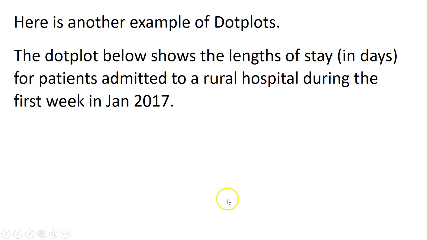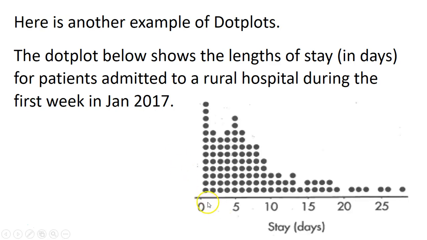All right, here's another example for dot plots. The dot plot below shows the length of stay in days for patients admitted to a rural hospital during the first week in January 2017. So this is their length of stay. Now, notice how it's 0 to 5, and there's a whole bunch in between there. Well, 1, 2, 3, up to 29. So you can see it does actually mean each day. They just don't have a marker down for each one.